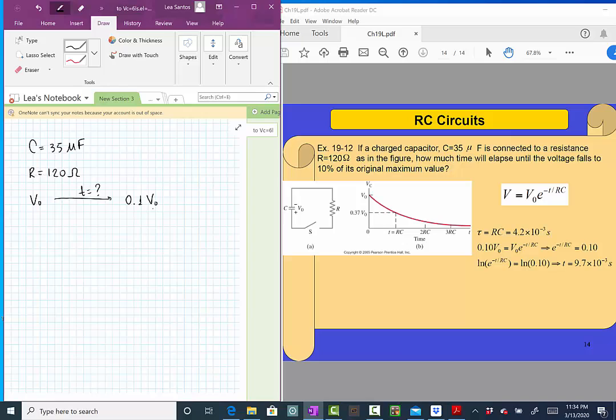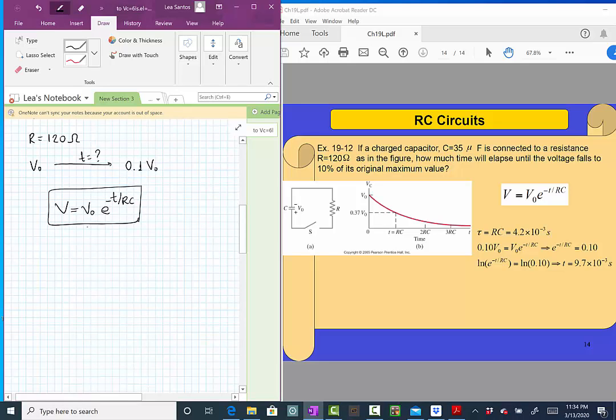Well, first we have to remember what is the equation involved here. Remember, once we put a capacitor connected to a resistance, it was going to discharge. It's going to discharge really rapidly according to this equation. V is equal to V naught exponential minus T over RC. Okay, so this is the equation that we talked about in the previous lecture. That's the equation that we need to solve this problem.